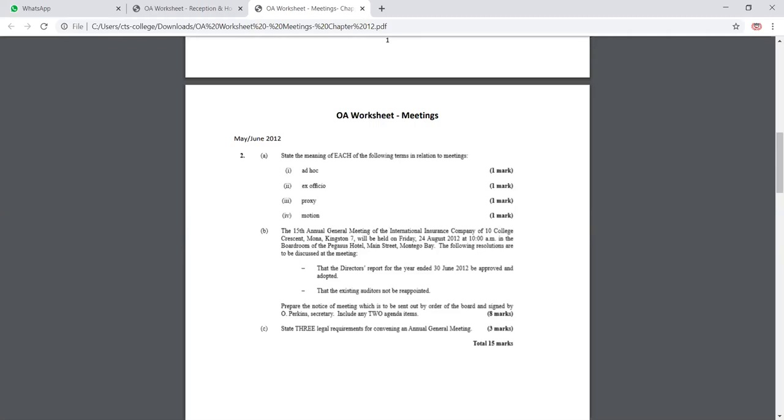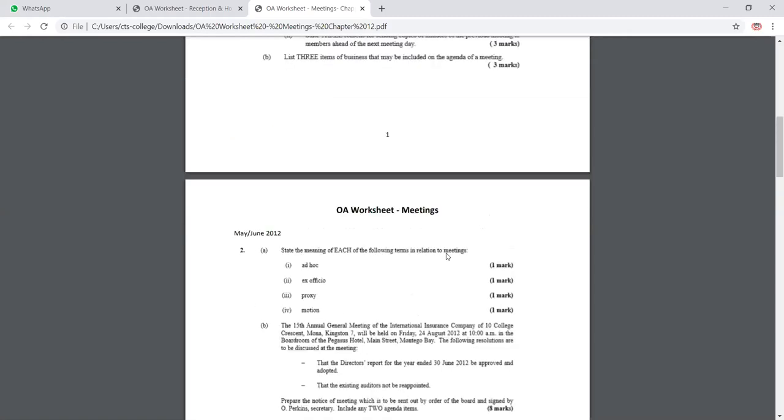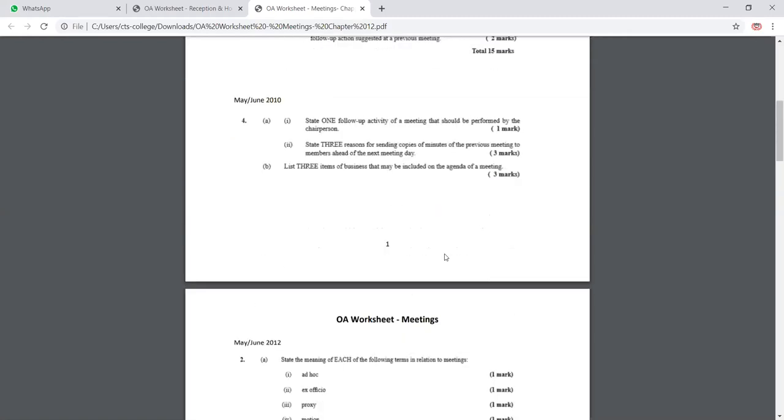Okay, let's look at the second one, guys. Yes, there are three reasons for sending copies of minutes of the previous meeting to members ahead of the next meeting day. What would be the purpose of sending the minutes ahead of the next meeting? What do you all think? Any possible answers? Think off the top of your heads. Three reasons for sending copies of the minutes of the previous meeting to members ahead of the next meeting.